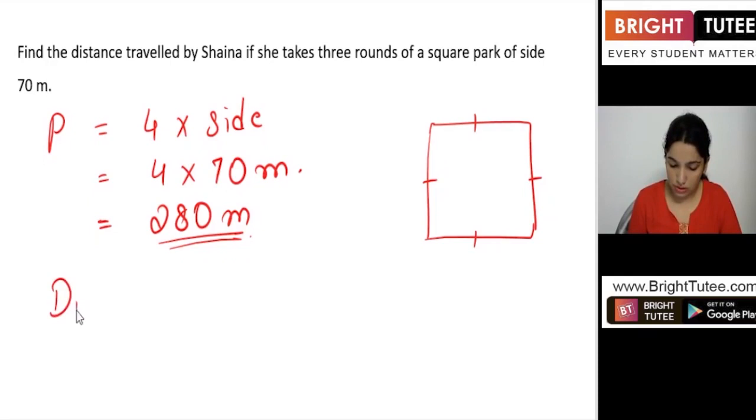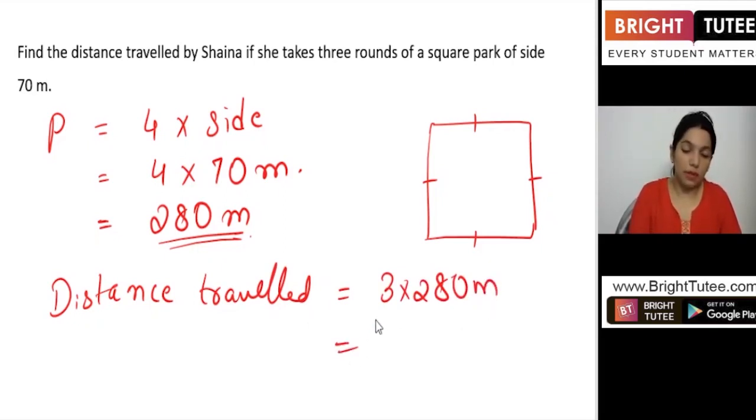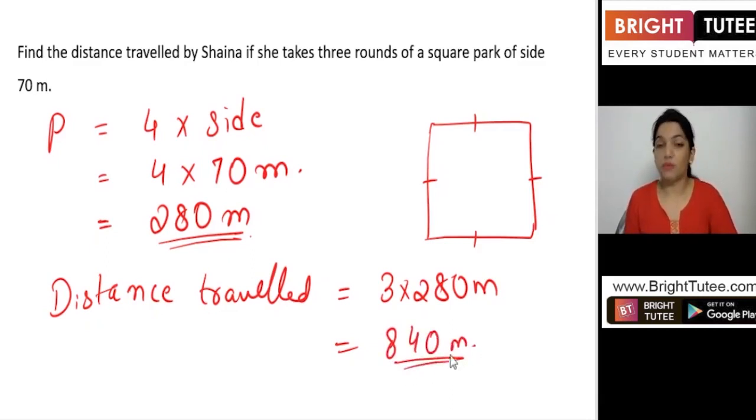So distance traveled by Shaina is 3 times 280 meters, because 280 is the perimeter of the square, and here she is taking 3 such rounds. So we do 280 times 3, and the answer is 840 meters. I hope this is clear.